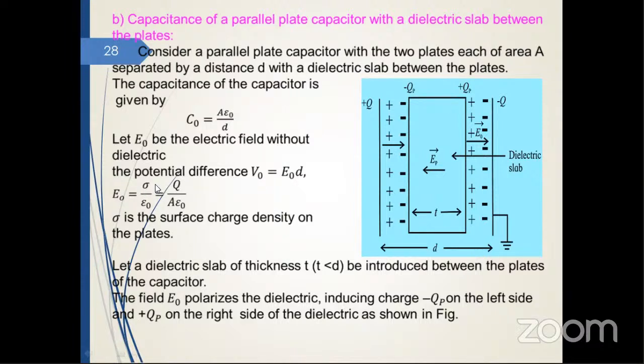Therefore, E naught is equal to sigma divided by epsilon naught. Again, this sigma is equal to Q divided by A, so this is Q divided by A epsilon naught. Sigma is the surface charge density on the plate. Up to this, we know that. This is without the dielectric. Now we introduce the dielectric slab.